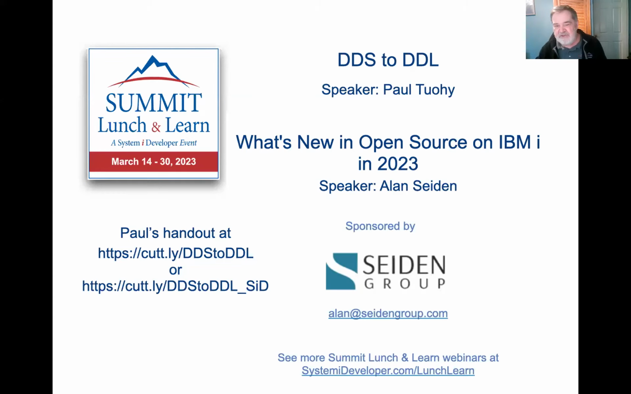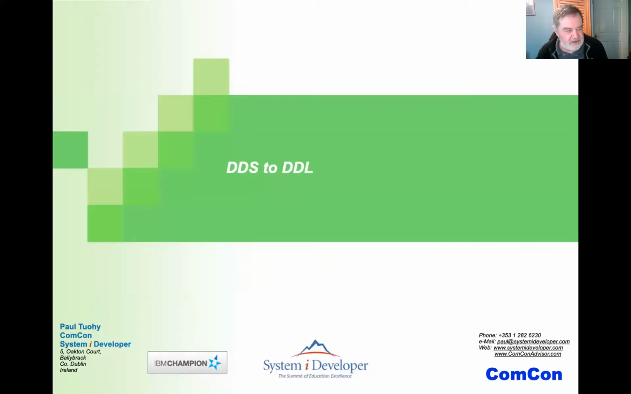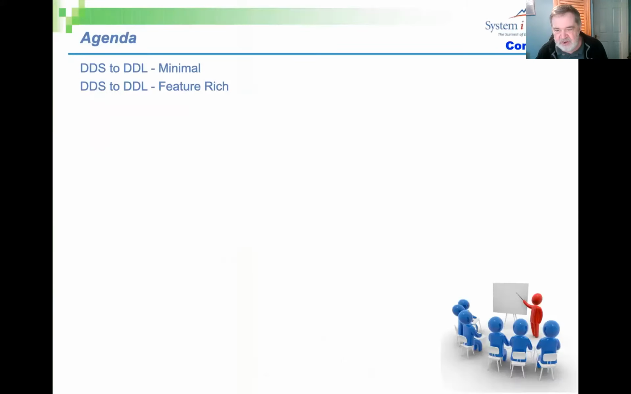Okay, so without further ado, I shall get started here talking about DDS to DDL. When we look at making this shift in our database, and I'll talk about the why of this in a second, there are two approaches that we can take: what I like to refer to as the minimal approach and the feature-rich approach. For the first 15 minutes or so, I'm going to talk about the minimal approach, and then in the second part, I will talk about the feature-rich approach.